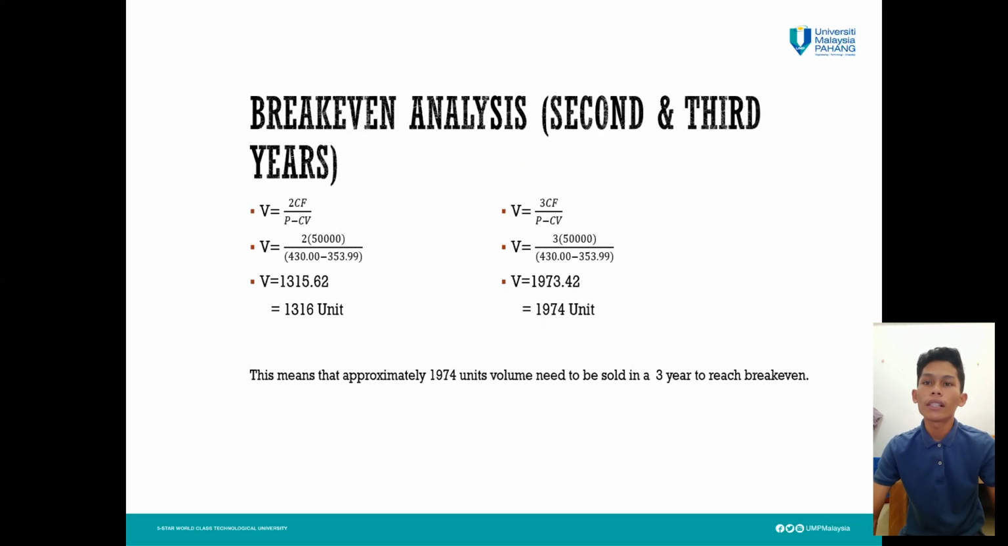For the second year, we get 1,360 units, and the third year is 1,974 units. So it means for 3 years we must sell 1,974 units to reach the break-even.